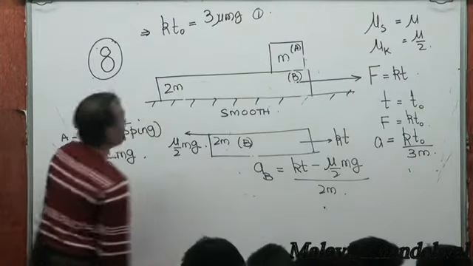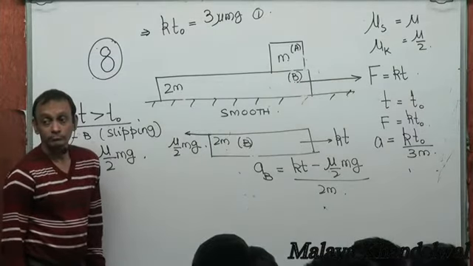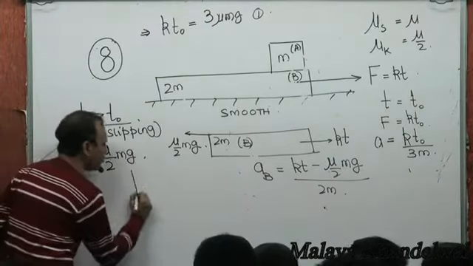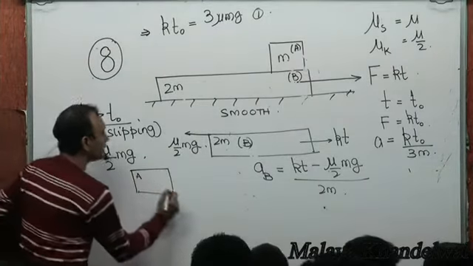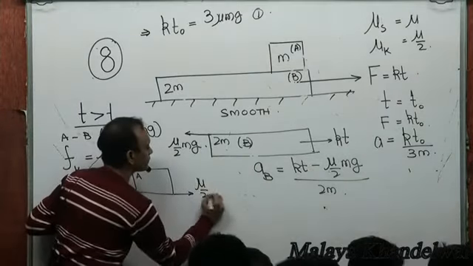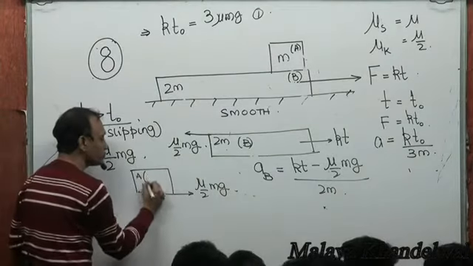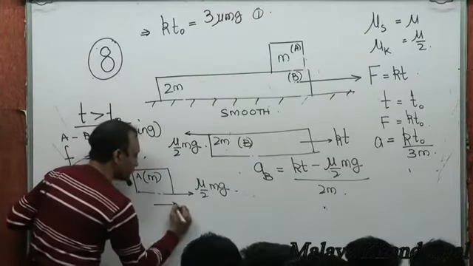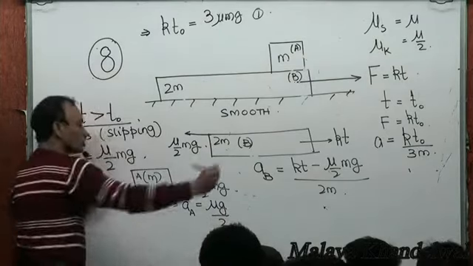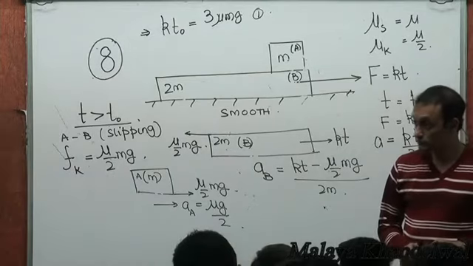What about the acceleration of A? Mu by 2 mg is the frictional force acting on A. From t greater than t naught, A will experience a frictional force mu by 2 mg to the right. The frictional force that B exerts on A is going to be mu by 2 mg. So the acceleration of A is going to be mu g by 2 to the right. Yes or no? Right?